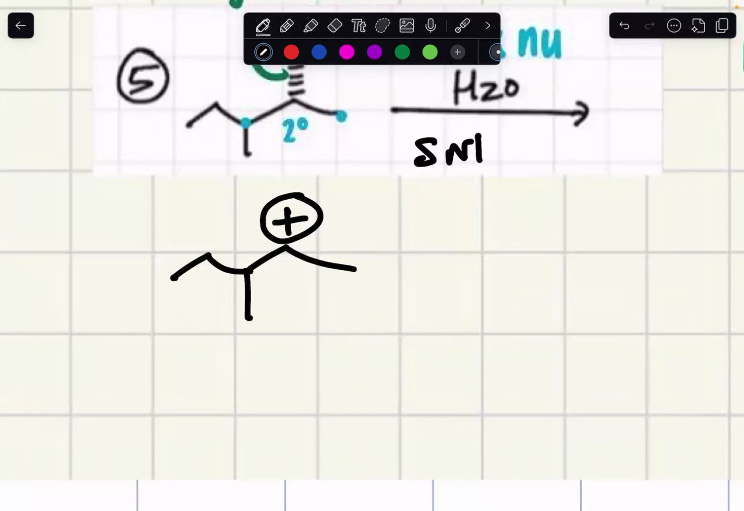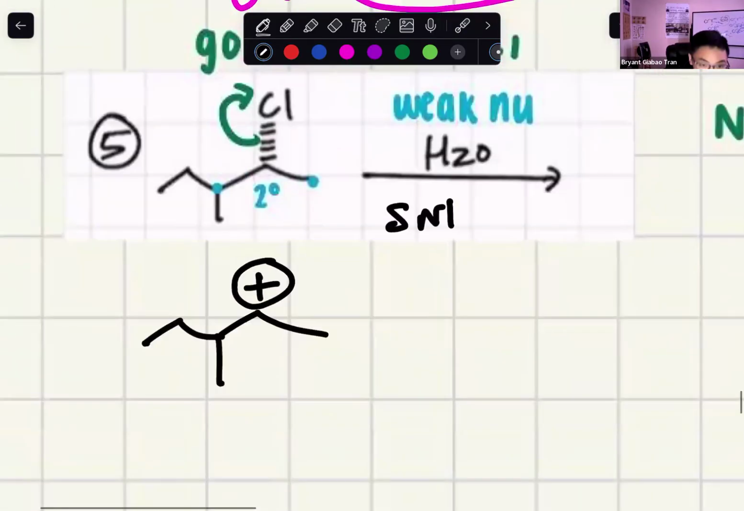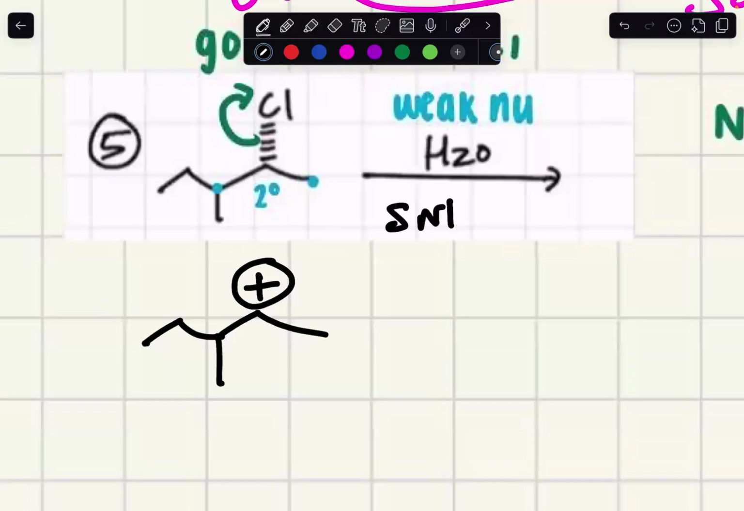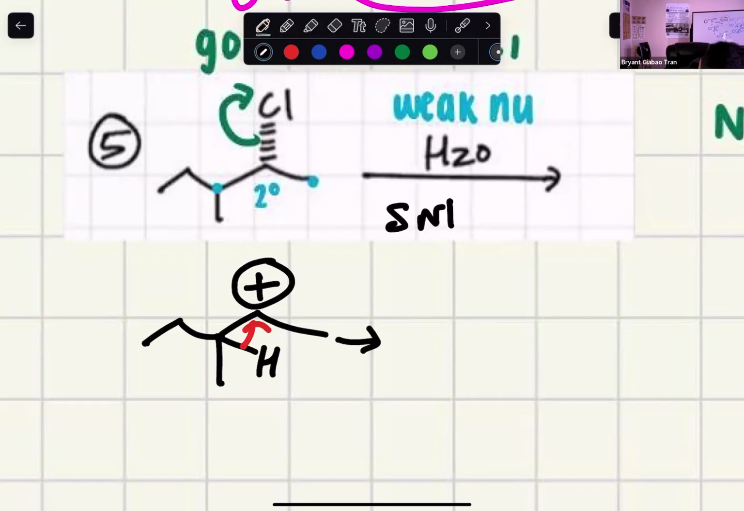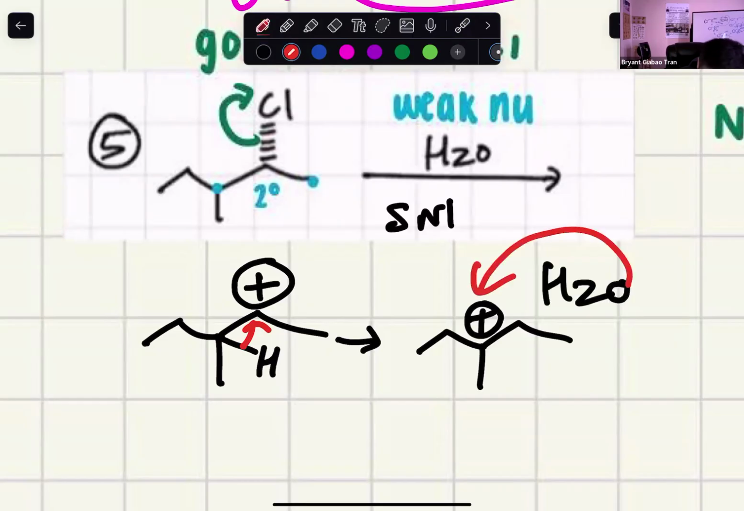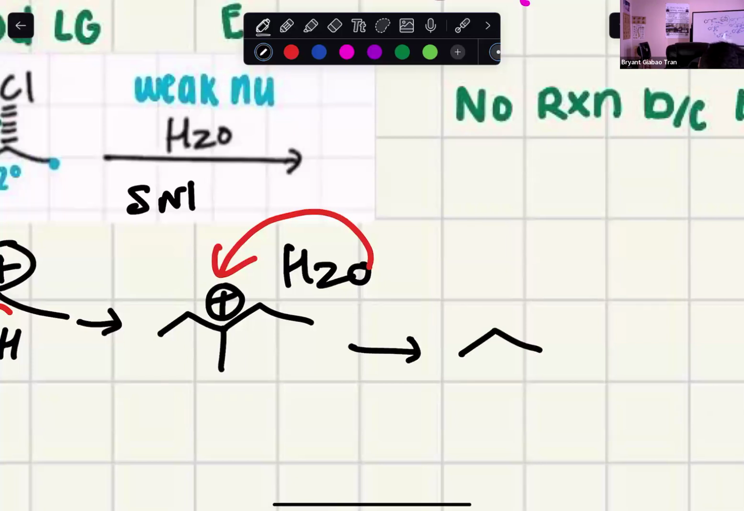Okay. So after this step, what would be the next step? Well, I think that the positive will want to go to a more substituted spot. And to do that, we have to do a hydride shift, where this position has a hydrogen that we can shift to that carbocation to make it into the more substituted spot, like that. And then water comes in to attack to give us this intermediate.